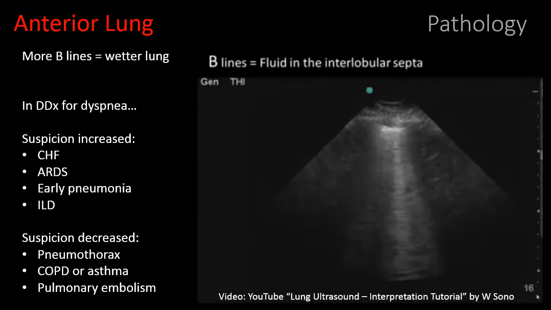In fact, it effectively rules out pneumothorax in that spot because you need actual lung tissue right up against the wall of the chest in order to produce B lines. So you definitely do not have pneumothorax in that spot. And it also would decrease your suspicion for COPD or asthma or pulmonary embolism as the cause for your dyspnea.